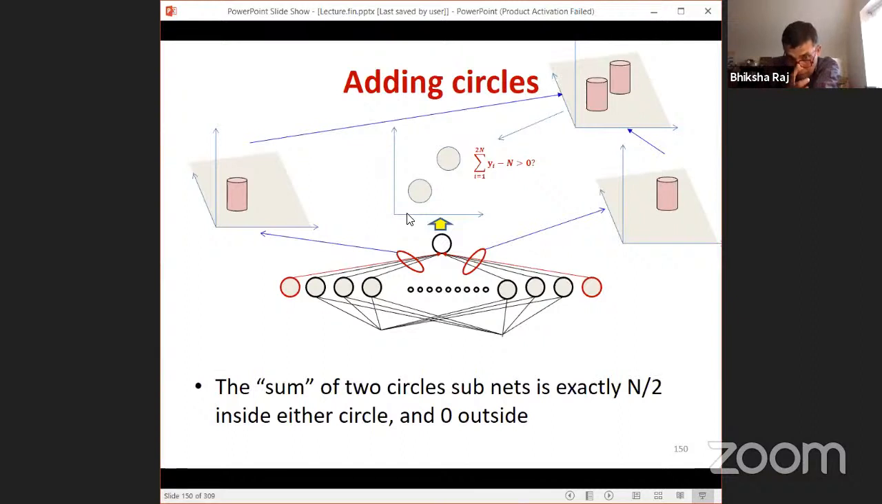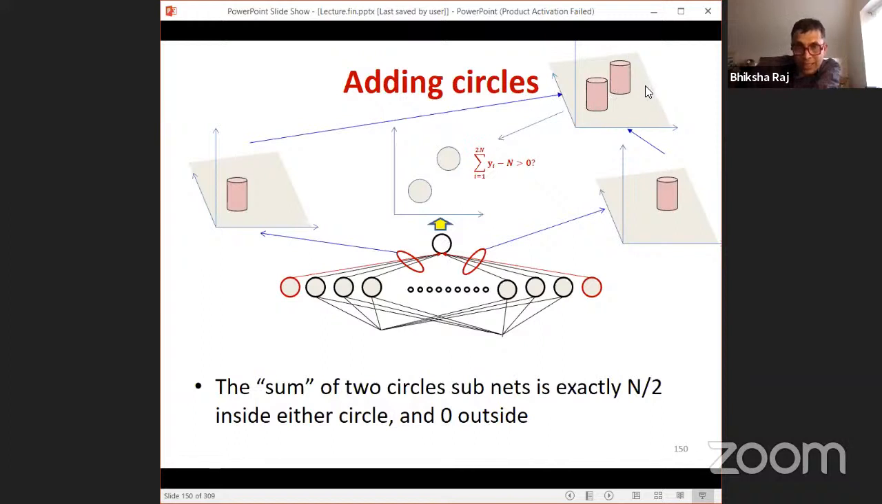So now suppose I want to model this decision boundary that has two circles. Here's what I do. I construct one very large network, which produces this cylinder, where the sum is n over two inside the cylinder and zero outside. A second network would produce a second cylinder where the sum is n over two inside the cylinder and zero outside. The sum of the outputs of both networks is simply going to give you this structure.